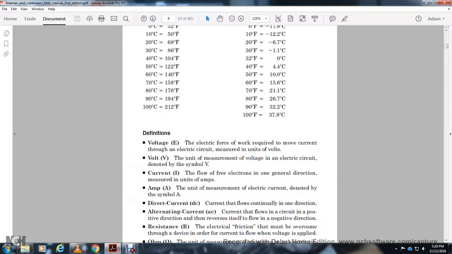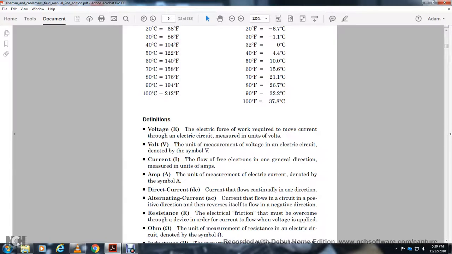Definition: voltage is the electrical force required to move current through an electrical circuit. The unit is the volt, the measurement of the electrical circuit, denoted by the symbol V. Current is the flow of free electrons, measured in amps, symbol I, unit amp, denoted by A. Direct current, DC, flows continually in one direction. Alternating current, AC, flows in one direction and then reverses to flow in the negative direction.